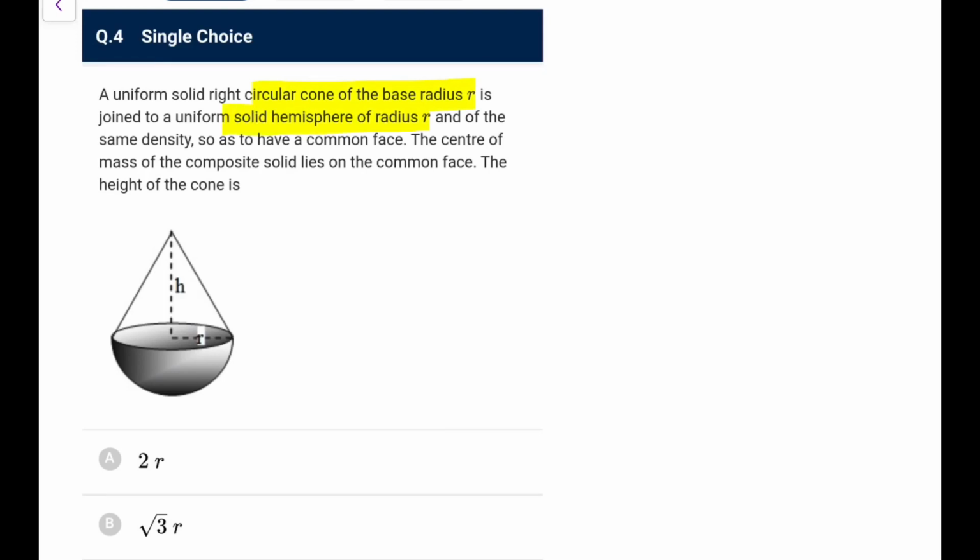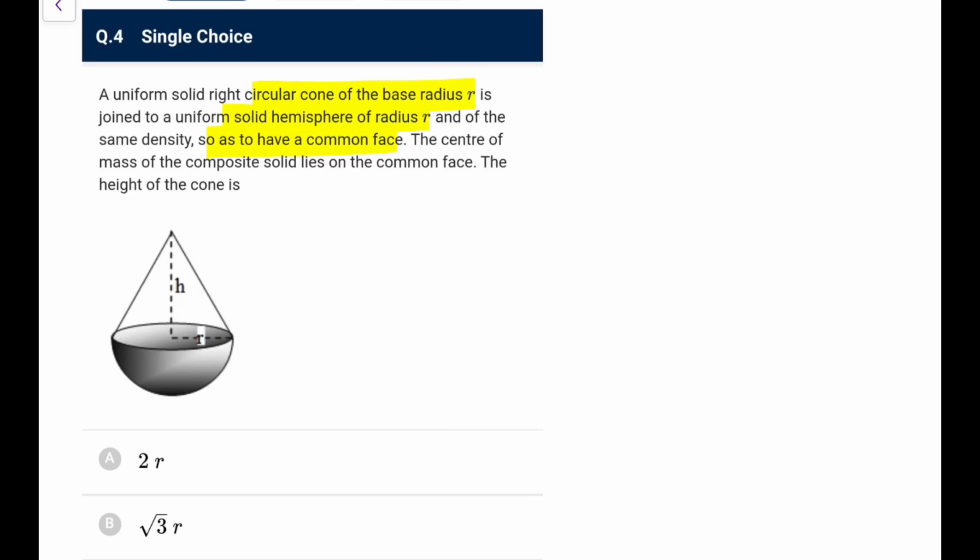Next, a uniform solid circular cone of base radius r is joined to a uniform solid hemisphere of radius r and of the same density, so they have a common face. The center of mass of the composite solid lies on the common face. The height of the cone is? So now the CM of the composite solid lies on the common face.